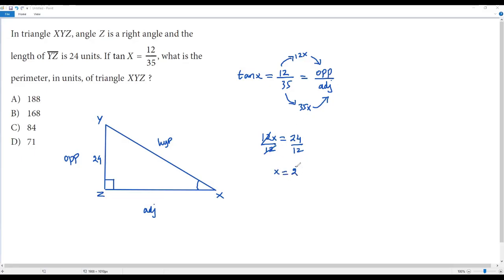Okay, here let's plug in this 2 for x over here. When I do so, I am getting 35 times 2, that is 70. I got the length of the adjacent side. Okay, let me mark it over here.